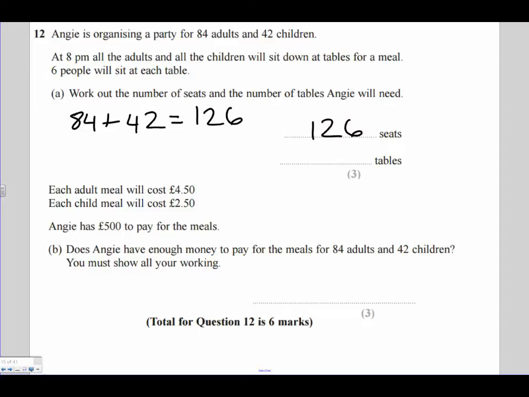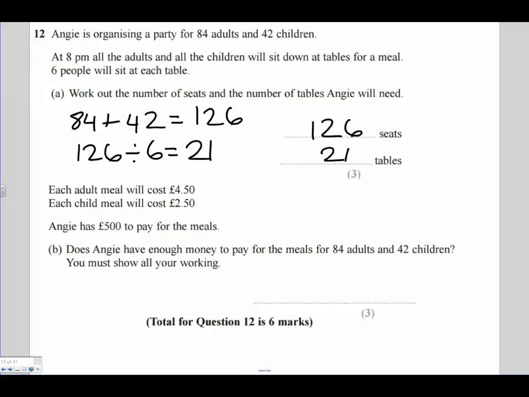And now, if each table takes 6 people, we have to have 126 and divide it by 6 to work out how many tables we need. And again, put this on a calculator. And it comes out to exactly 21. So we need 21 tables.